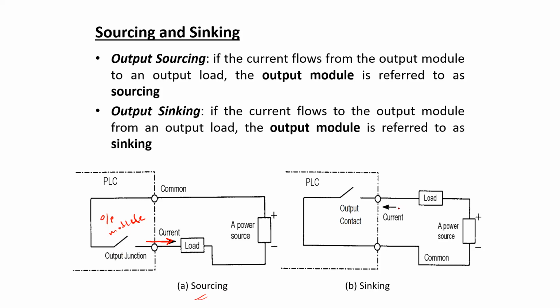And if the current direction is such that the load is passing the current towards the output module, then the output module is working as the sink. So this type of connection is called the sinking connection.